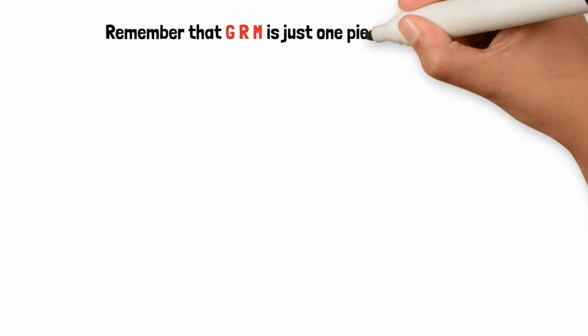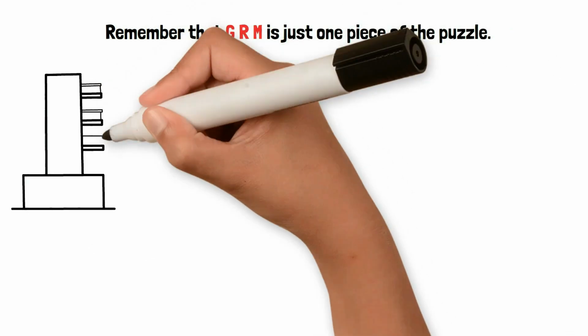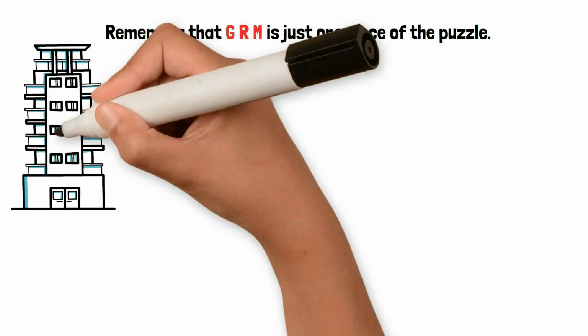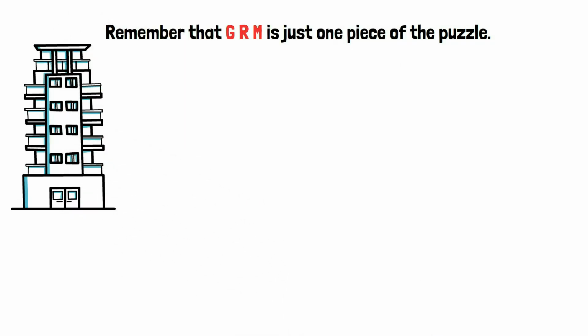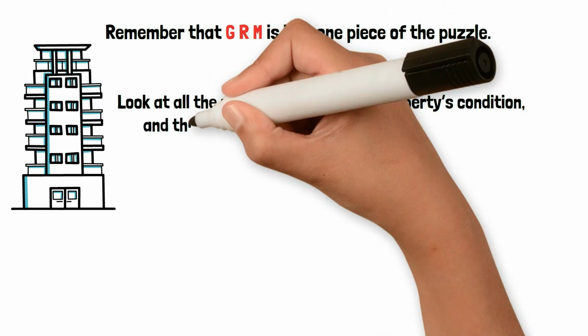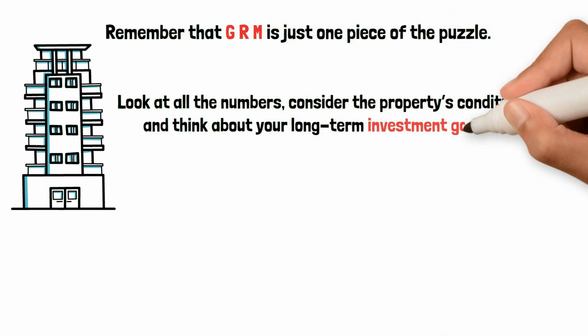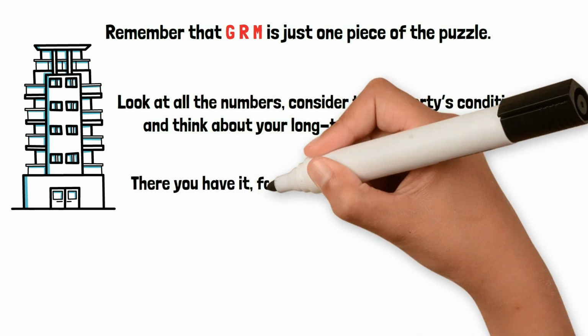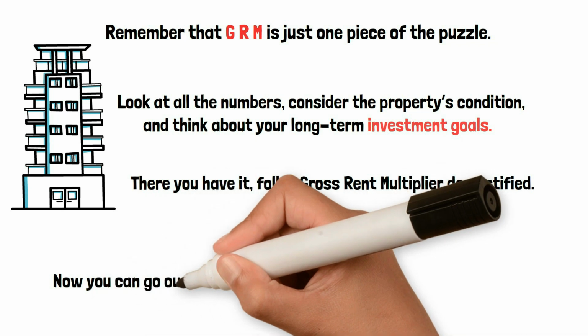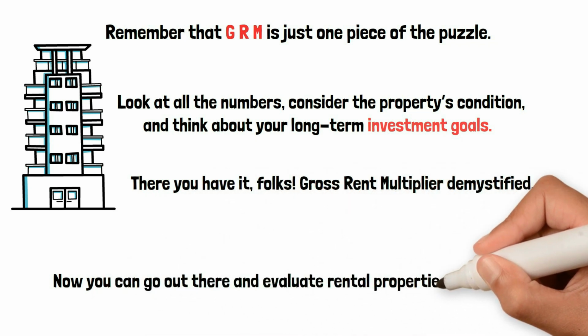And finally, remember that GRM is just one piece of the puzzle. It's a great tool for getting a quick read on a property's value, but always follow up with a thorough financial analysis. Look at all the numbers, consider the property's condition, and think about your long-term investment goals. There you have it, folks. Gross Rent Multiplier demystified. Now you can go out there and evaluate rental properties like a pro.